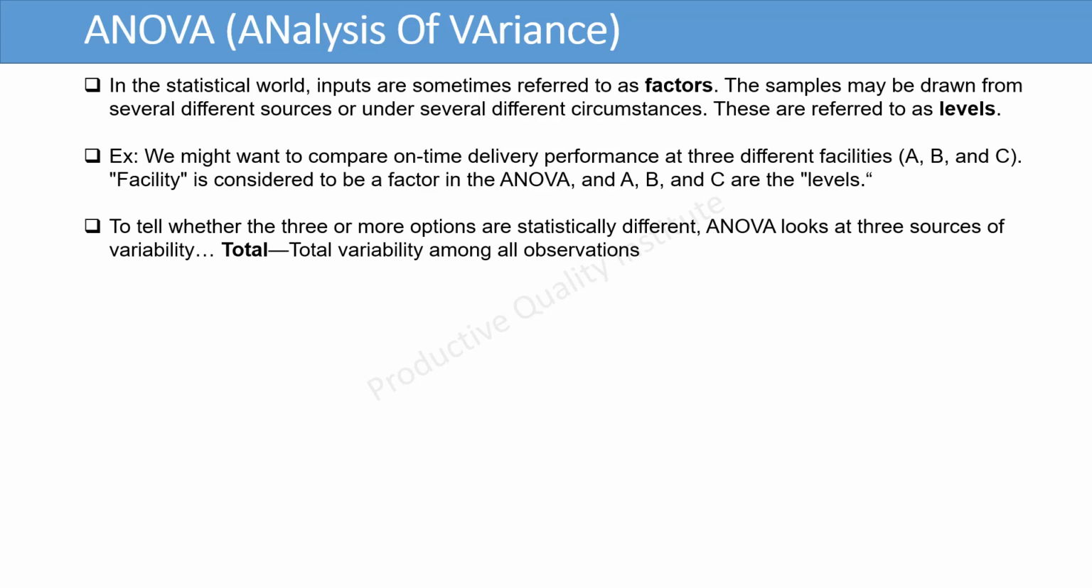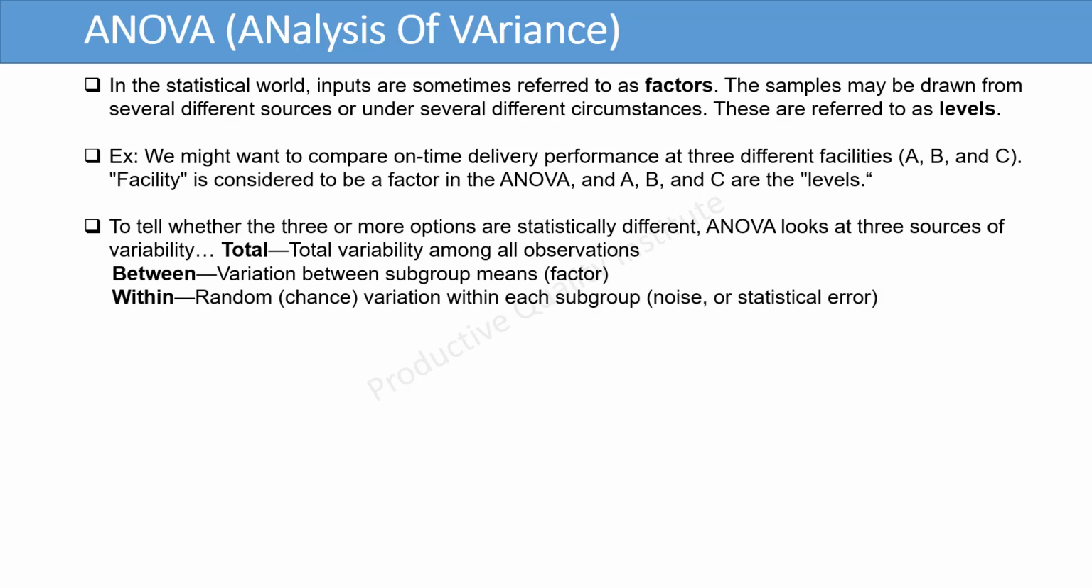To tell whether the 3 or more options are statistically different, ANOVA looks at 3 sources of variability: total, the variability among all observations; between, the variation between subgroup means, or factor; within, the random chance variation within each subgroup, noise, or statistical error.